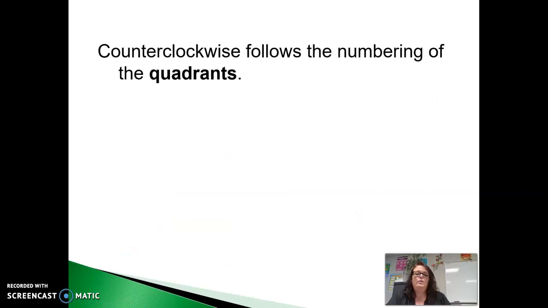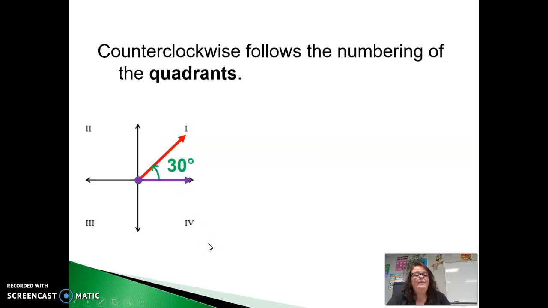So counterclockwise follows the numbering of the quadrants. So we've got quadrant 1 is where everybody's positive, and then we go counterclockwise. So top left is quadrant 2, the bottom left is quadrant 3, and the bottom right is quadrant 4. And we always use Roman numerals for the quadrants. So currently, because this terminal side is in quadrant 1, we would say that that angle is in quadrant 1.